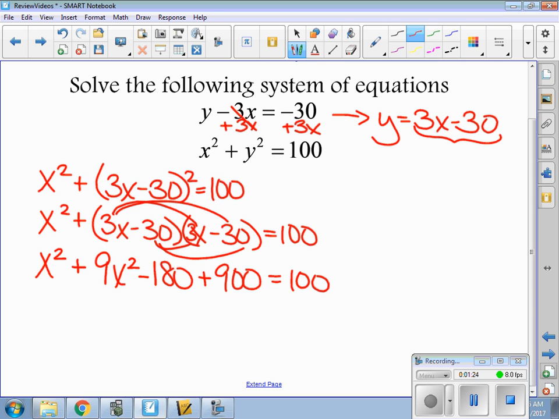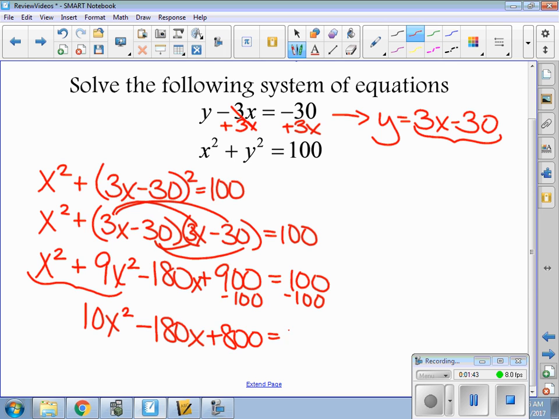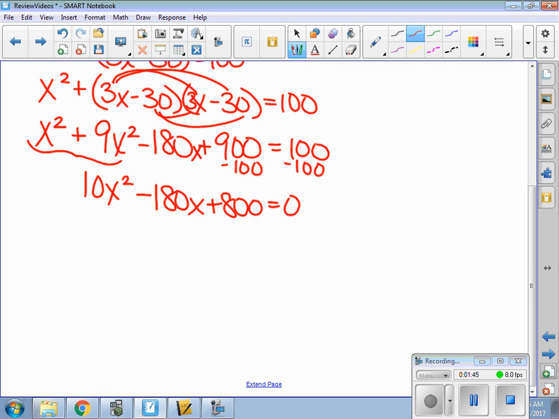Next, we have to get this in standard form because now we have a quadratic we have to solve. I know it's a quadratic because x is squared. So I've got x squared plus 9x squared, which is 10x squared, minus 180x. And then I'm going to move 100 over to the other side so that this is plus 800 equals 0. Now, if you notice, this all has a GCF of 10. So I'm going to try to make this equation a little simpler to work with and divide everything by 10.